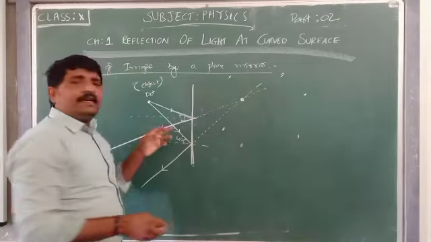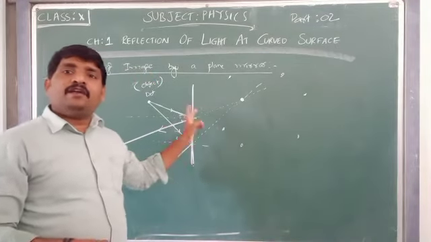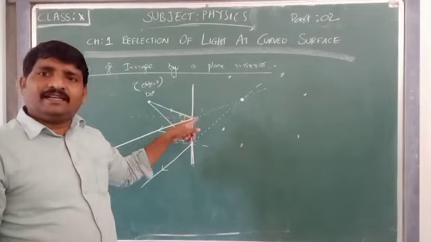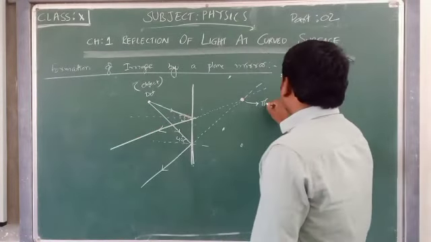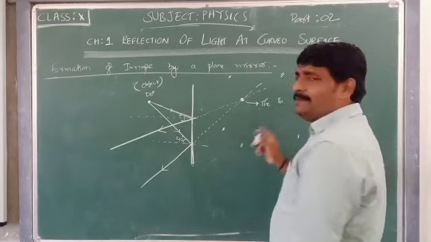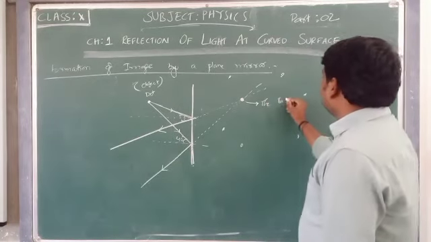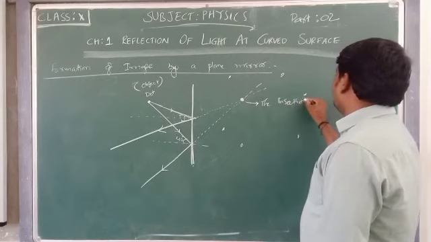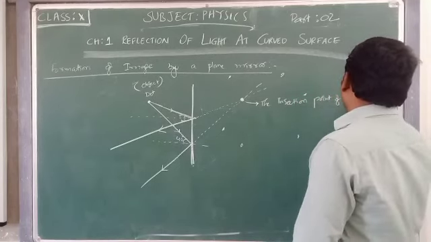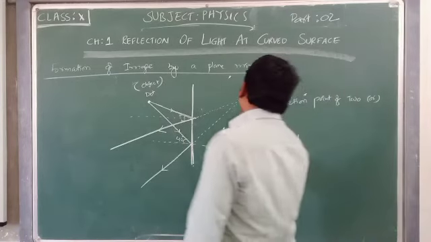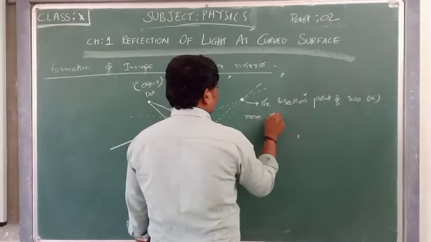The intersection point of two or more reflected rays. Okay, so what it means is, a very important statement: the intersection point of two or more reflected rays.